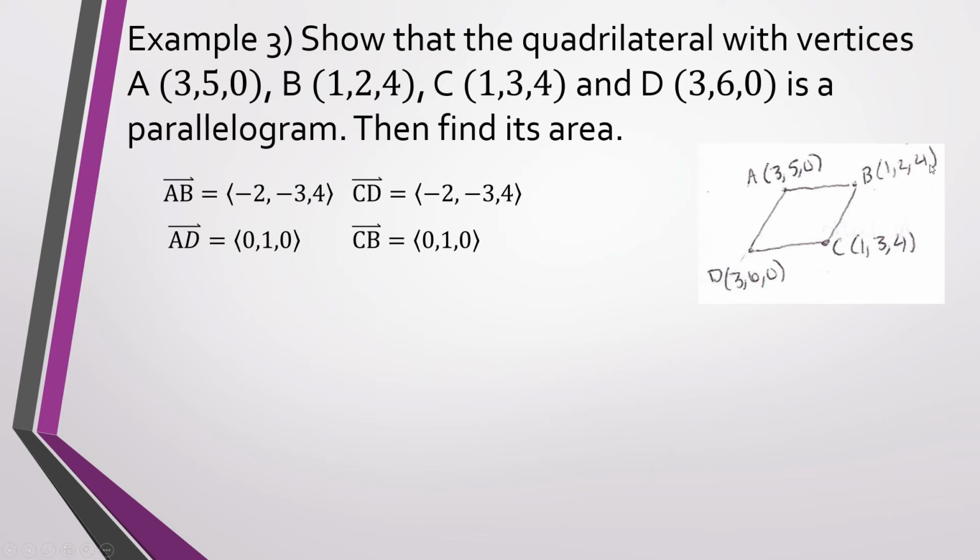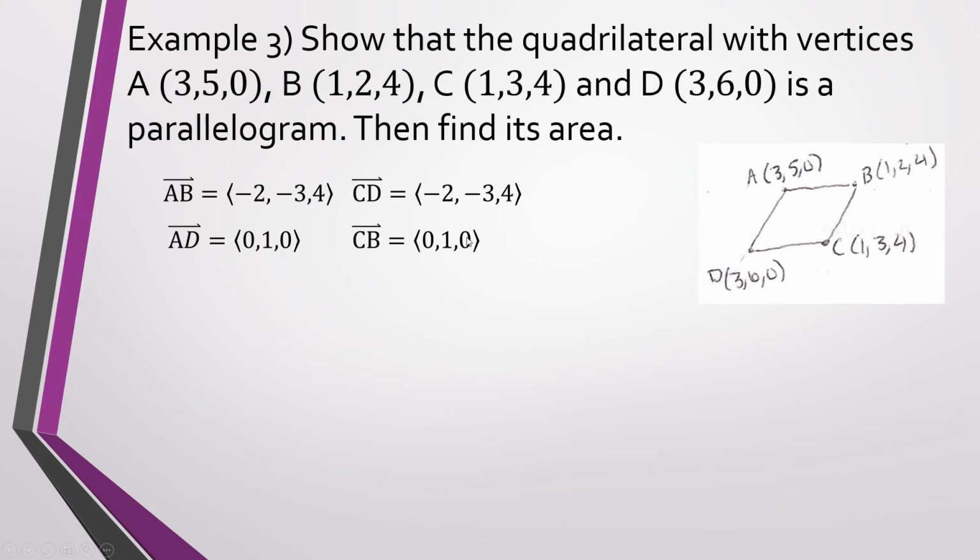And the last vector we need is from C to B or B to C. I went from C to B. So in the x direction, from 1 to 1 is 0 spaces. From 3 to 2 is -1 space. And from 4 to 4 is 0 spaces.